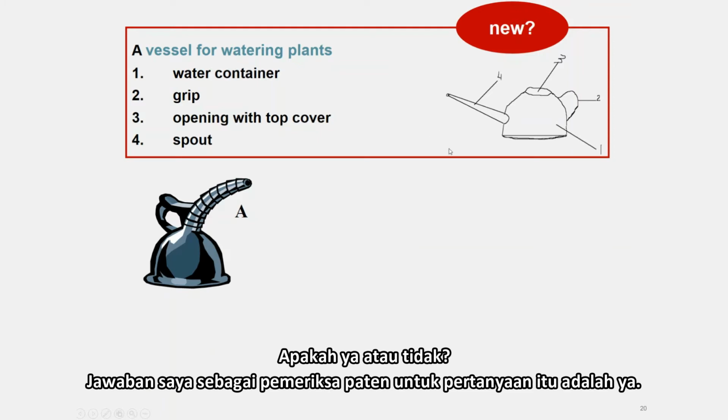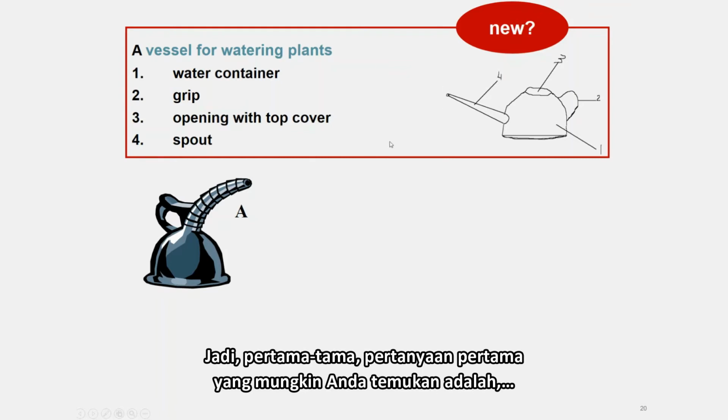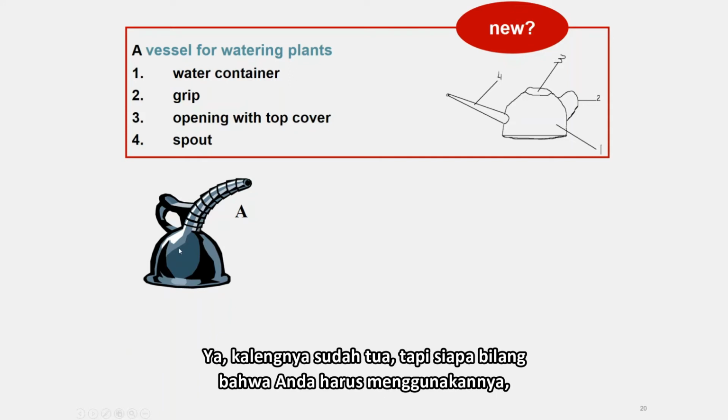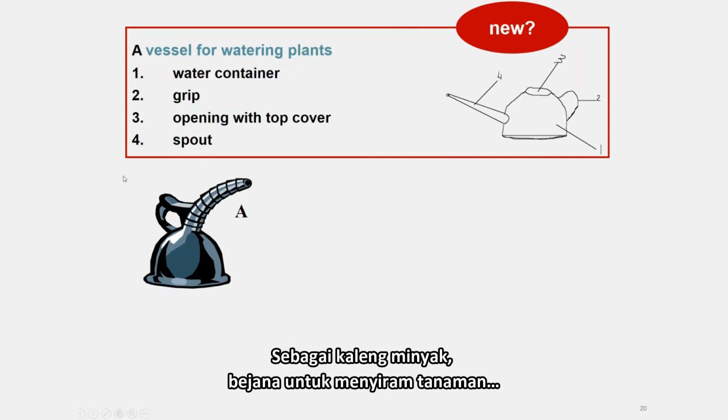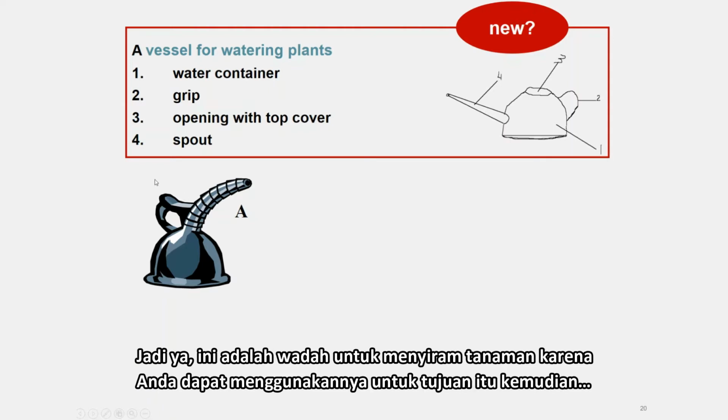Well, my answer as a patent examiner to that question is yes. This object A is relevant to the disclosure of the invention I have here. First of all, the very first question you might ask is, is it really a vessel for watering plants? It is an oil can. Yes, it is an oil can, but who said that you shall use it as an oil can? A vessel for watering plants says just that you can use that for watering plants, and you can in fact use it to water the plants. So yes, it is a vessel for watering plants because you can use it for that purpose.